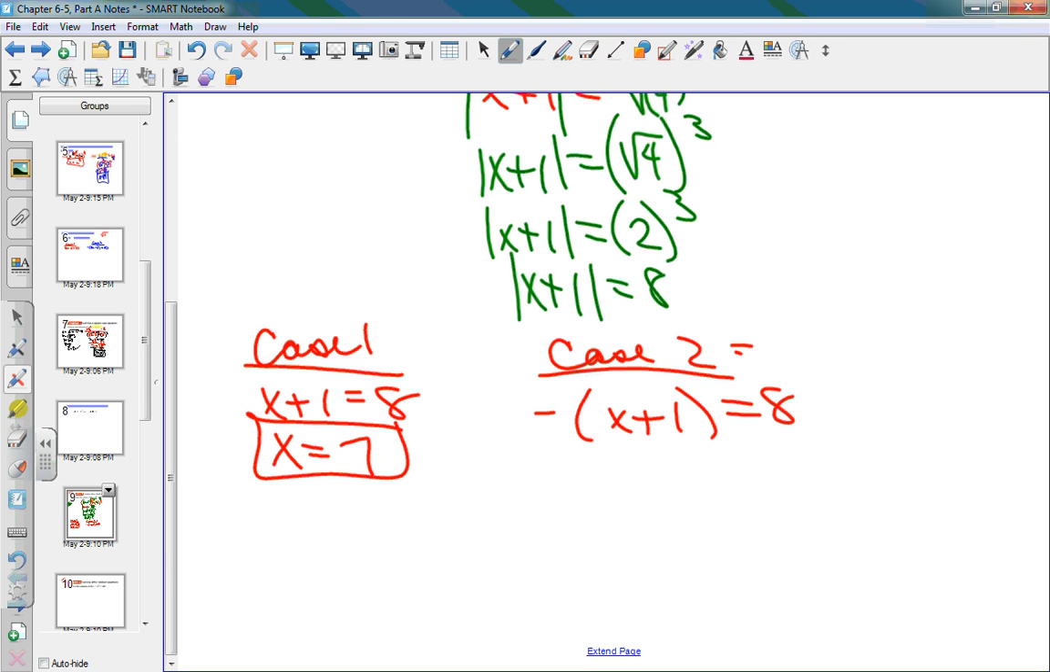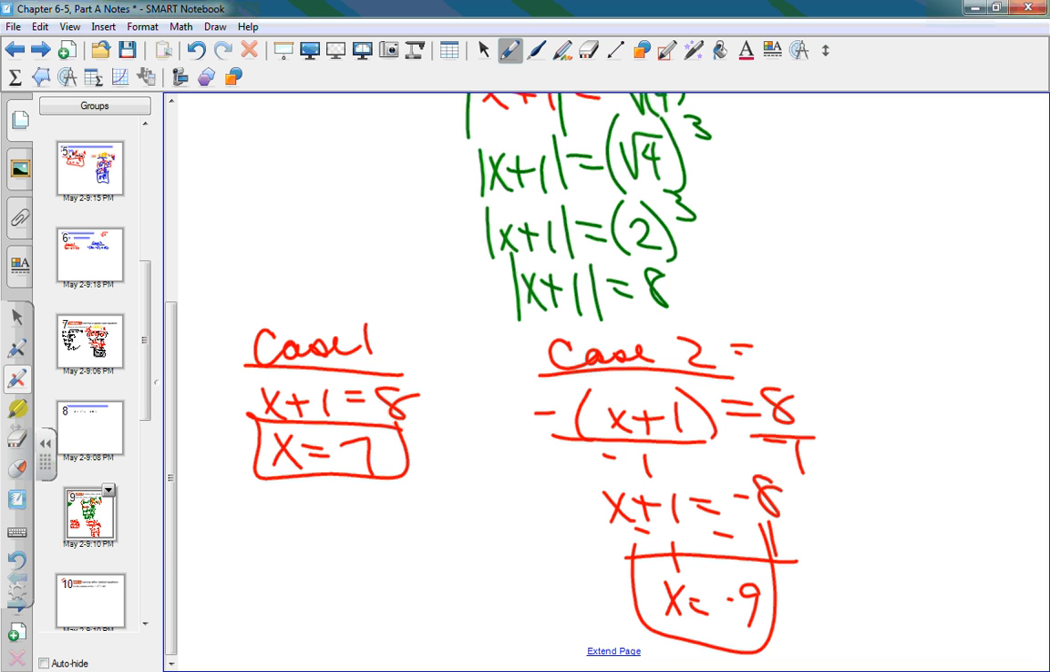How do I get rid of that negative? I could divide by negative 1, right? So I have x plus 1 is equal to negative 8. Subtract 1, x is equal to negative 9.